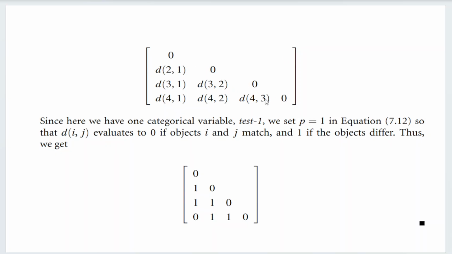What are the diagonal elements here? D of 1 comma 1, D of 2 comma 2, D of 3 comma 3 and D of 4 comma 4. Then we will get D of 2 comma 1, 3 comma 1, 4 comma 1, 3 comma 2, 4 comma 2 and 4 comma 3. And how to see the values here? All these diagonal elements we will get as 0 only. Let's check for the d of 2 comma 1.